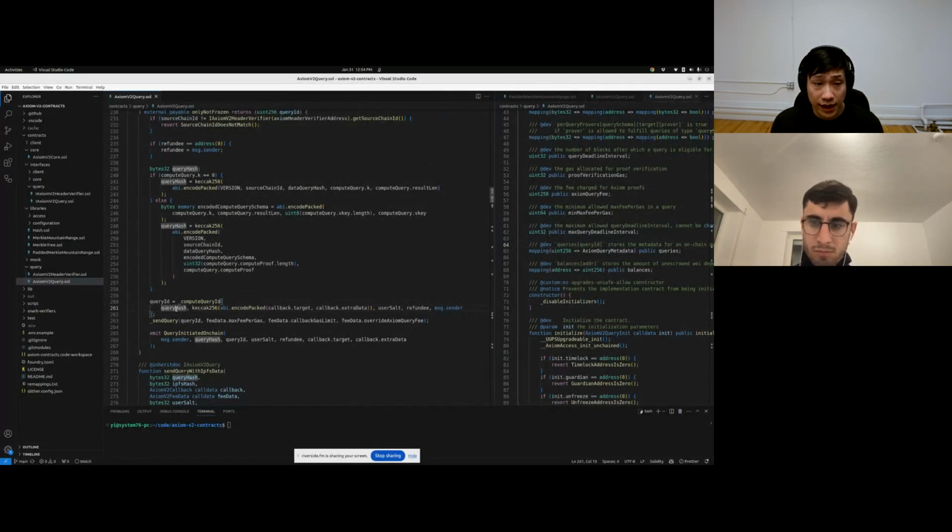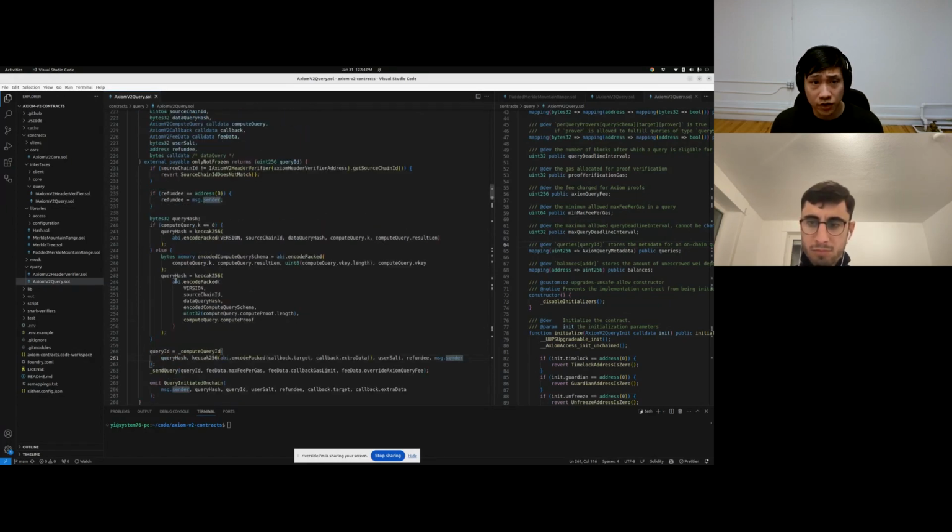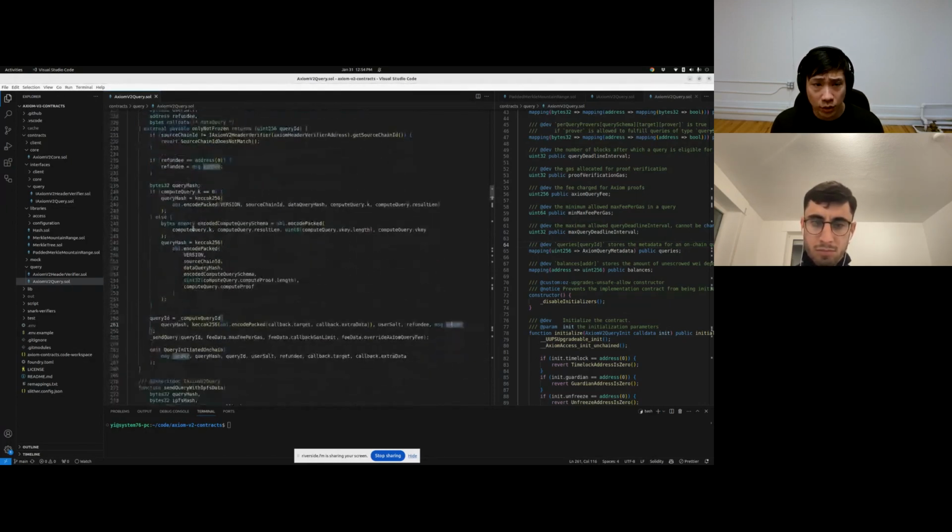It includes a hash of the query itself, and then also a commitment to all of the relevant on-chain information. So in this case, the target of the callback, the extra data, the salt the user provided, a refund address, and also the caller address. So when the query is sent, all we're doing is computing this query ID, escrowing funds via this send query function, and then emitting an event to record that.